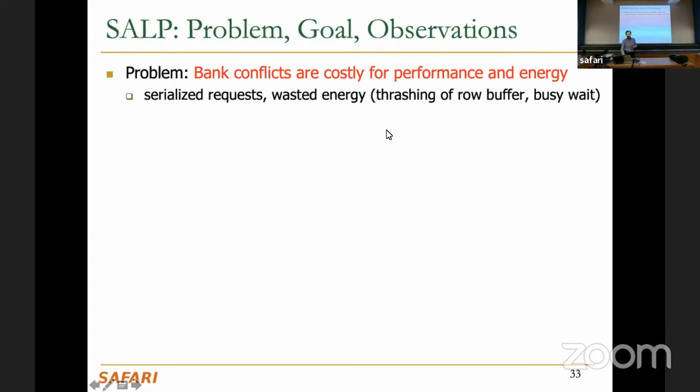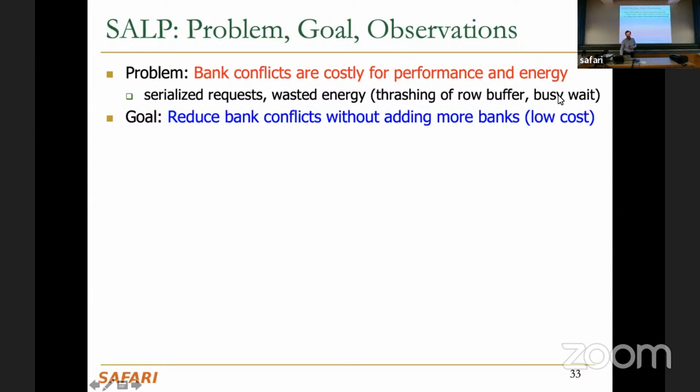Clearly, these waste energy. They thrash the row buffer. They cause busy waiting, etc. Our goal was to reduce these bank conflicts without adding more banks, essentially at low cost. Clearly, you can add more banks, and that reduces the bank conflicts.